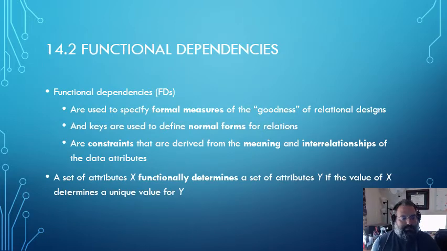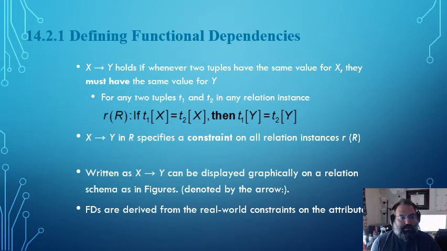Functional dependencies are used to specify formal measures of the goodness of relational design, and keys are used to determine normal forms for relations. They are constraints that are derived from the meaning and interrelationships of data attributes. A set of attributes X functionally determines a set of attributes Y if the value of X determines a unique value for Y. X implies Y holds if whenever two tuples have the same value of X, they must have the same value of Y.